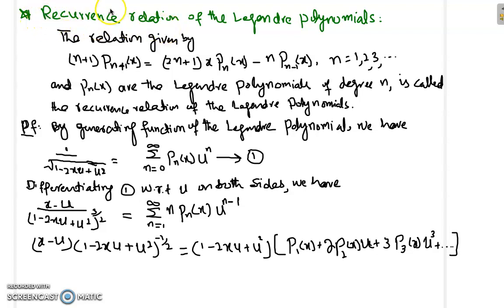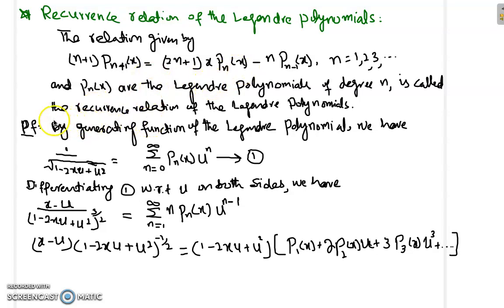Today I would like to talk about the recurrence relation of the Legendre polynomials. The relation is of this type: (n+1) times the Legendre polynomial of degree n+1 is equal to (2n+1) times x times the Legendre polynomial of degree n, minus n times the Legendre polynomial of degree n minus 1, where n is equal to 1, 2, 3 and so on, and Pn are called the Legendre polynomials of degree n. This relation is called the recursion relation of the Legendre polynomials.